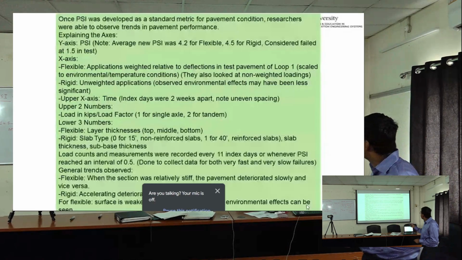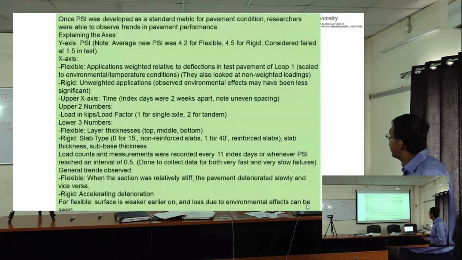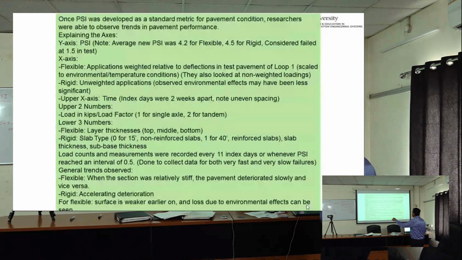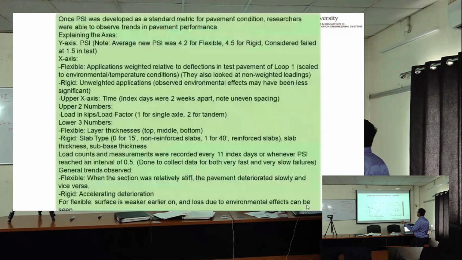they found that environmental effects may have less impact. Let's go back. Upper x-axis, time. Index days were 2 weeks apart, so they were measured 2 weeks apart. Let's go back up. That's the upper axis. So right here, they were approximately 11 days apart. So that's what we are looking at. That's when the data was measured.